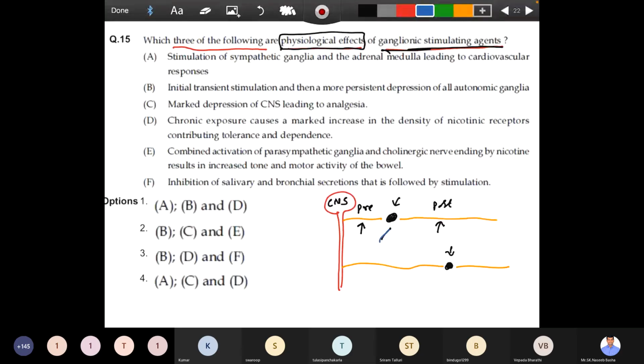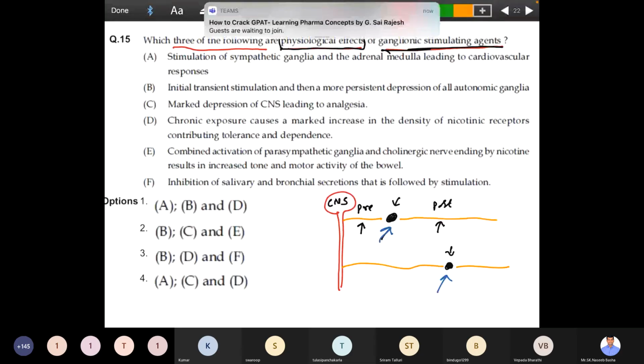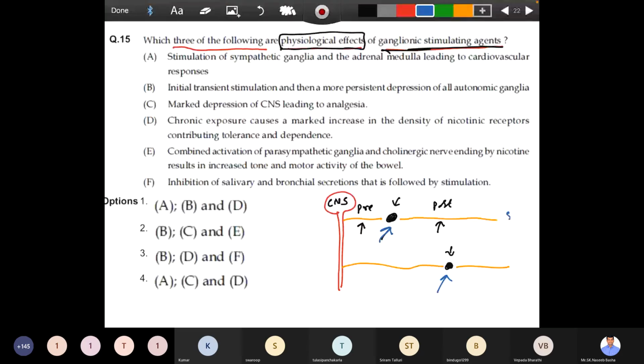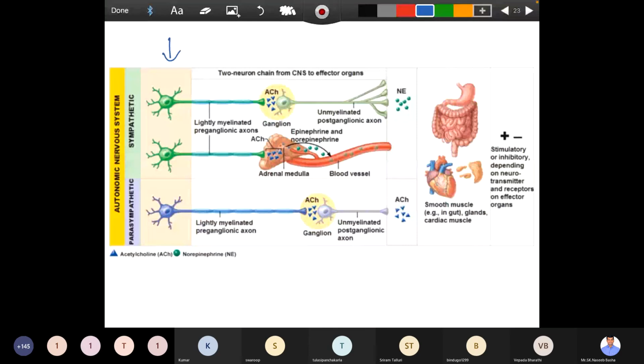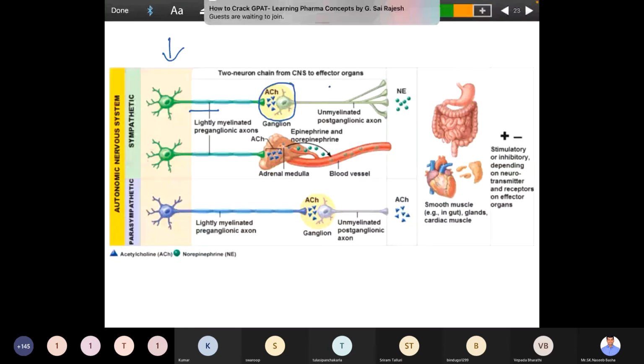Understand this. If you're stimulating this ganglion, both sympathetic and parasympathetic systems will get activated, because both of them have these ganglia. A little bit more detail. Look at this diagram. See, the sympathetic system is like this. You have a preganglionic neuron and a postganglionic neuron, and this one is the ganglion.